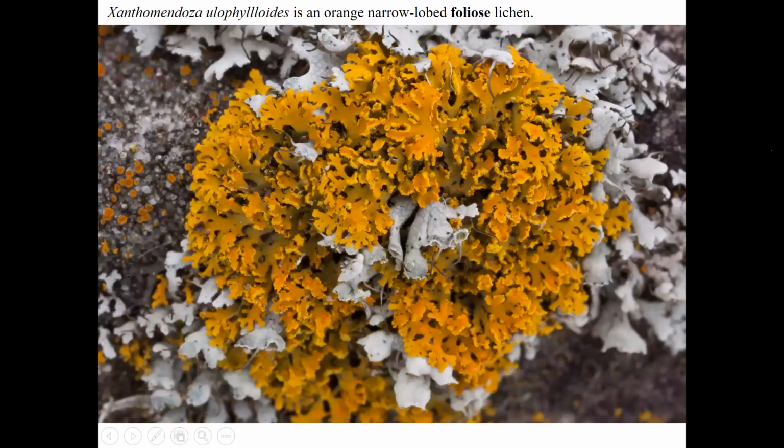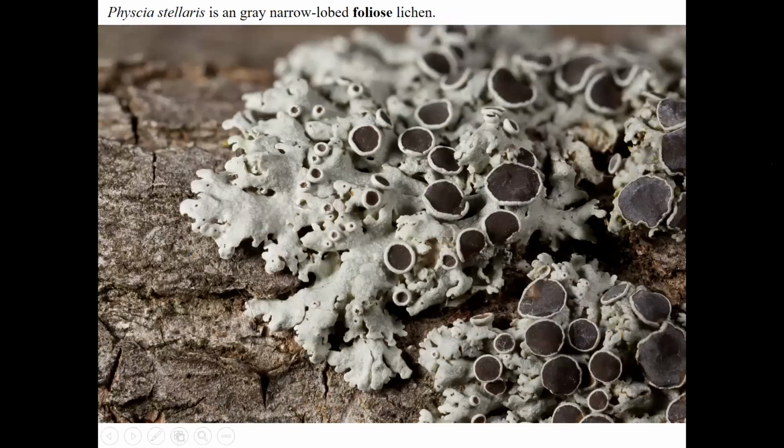So here's one that's got a lovely color. This is a more brilliant color. It's orange. And it's a foliose lichen called Xanthomendoza. I brought a little piece of wood that's got this Xanthomendoza on it. Xanthomendoza. So here's one that, what we're seeing now is some of the ways in which lichens vary from each other. Here's one that produces apothecia only, doesn't reproduce asexually.